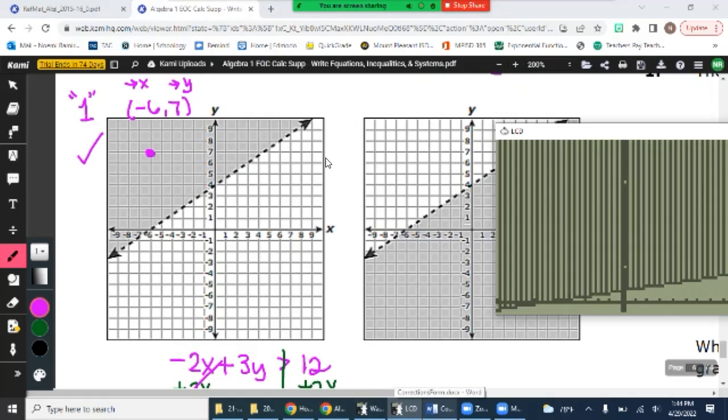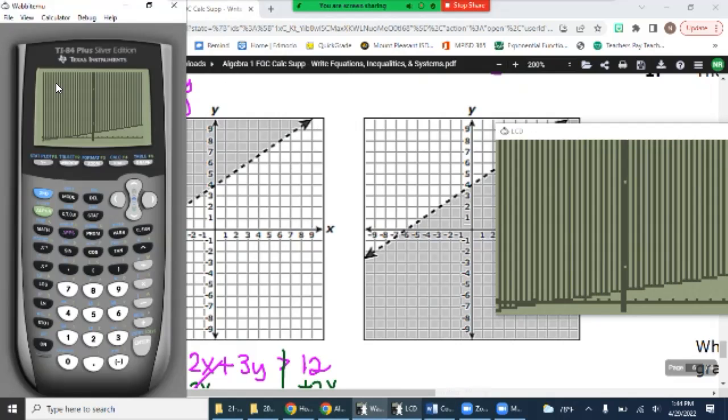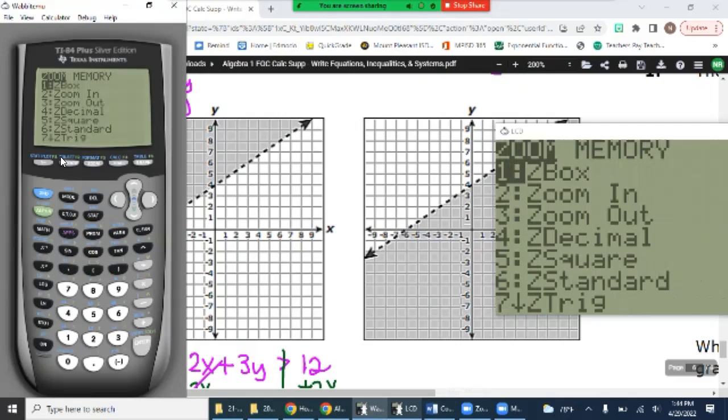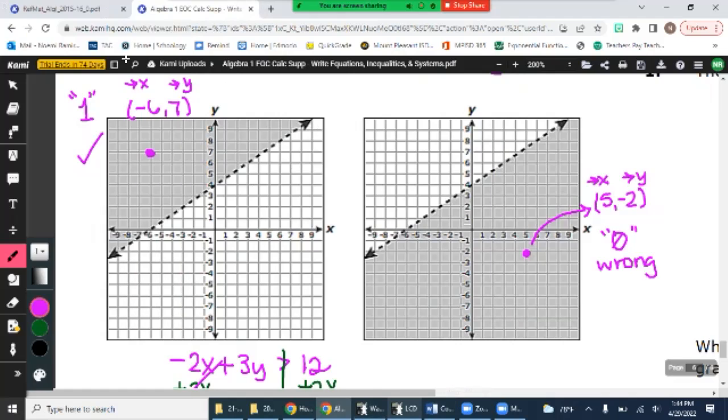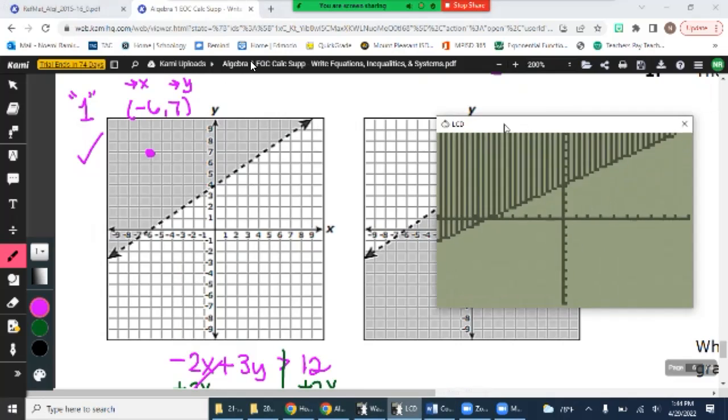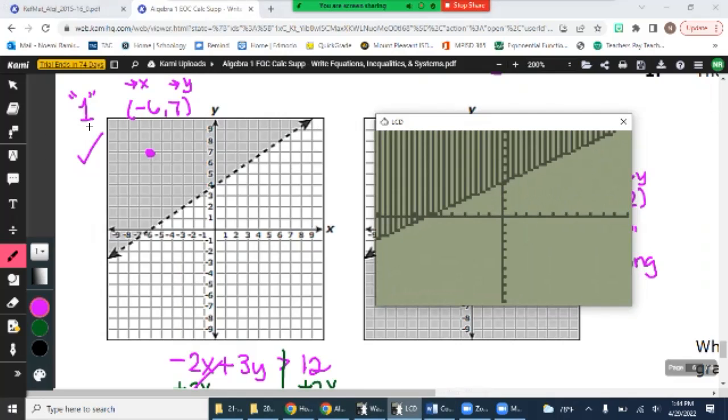Now, this screen is still in the last screen that I used. So to reset it, you would use Zoom 6, the standard window. Standard meaning the window that most graphs use, which goes from -10 to 10, -10 to 10. And there it is. Everybody see it? Now, using this feature right here will not help you to know whether it's solid or dotted. There's nothing for that. Questions?